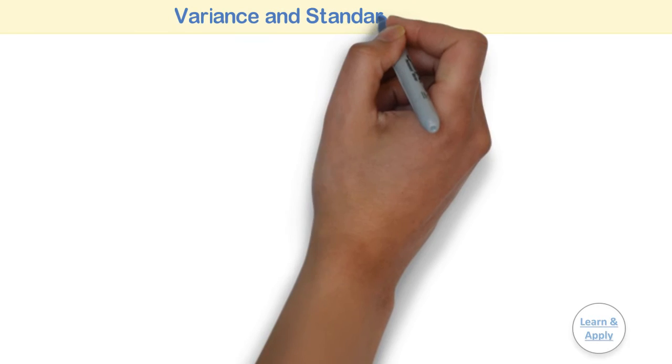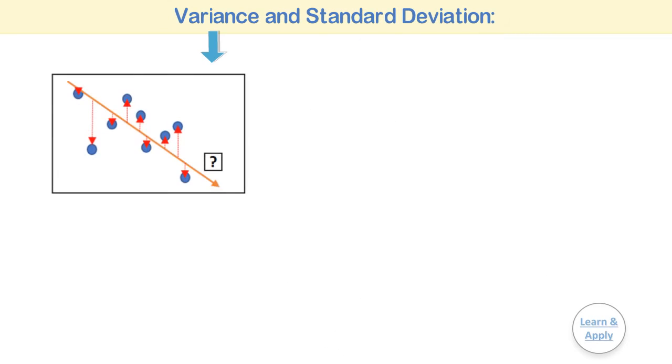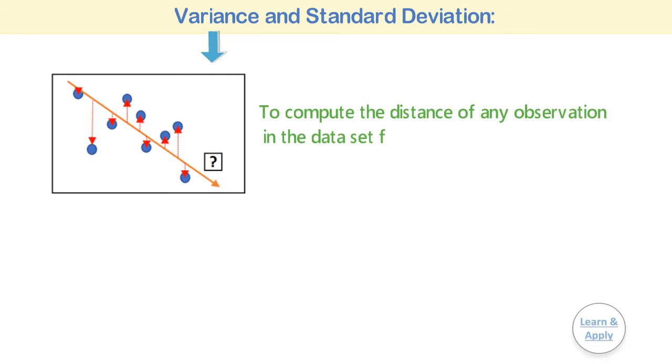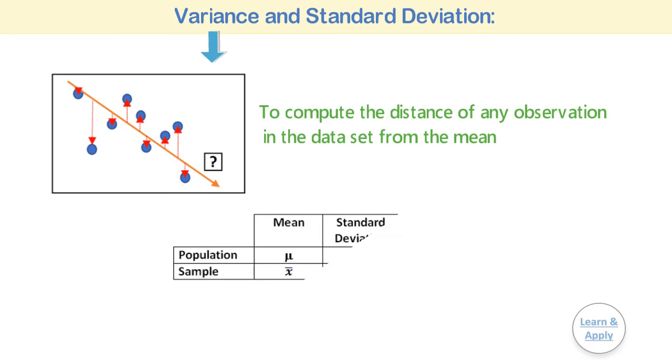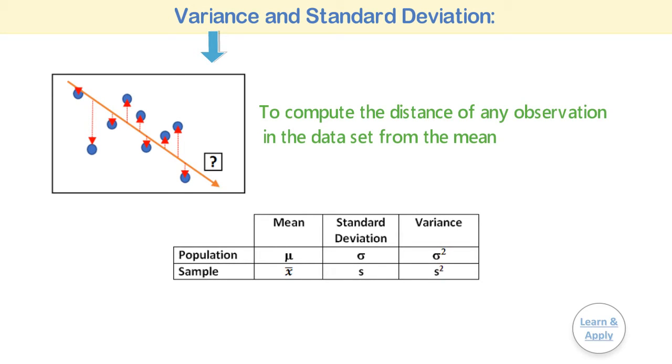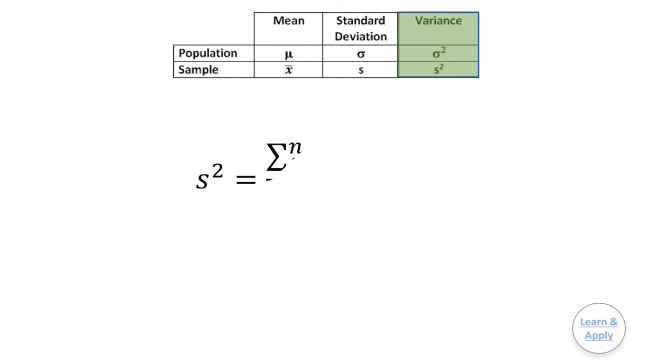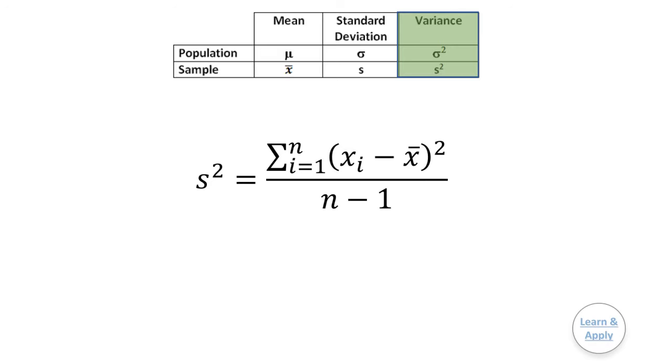Variance and standard deviation. Variance is a measure to compute the distance of any observation in the dataset from the mean of the distribution. The population variance is commonly referred by sigma square, while the sample variance is expressed by S square, and it is calculated as S square is equal to summation from i equals 1 to n of (xi minus x bar) square divided by n minus 1.